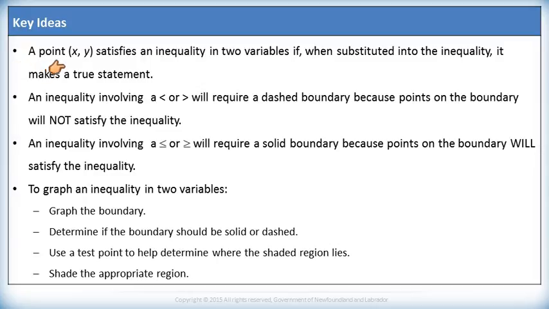In review, a point satisfies an inequality if it makes it true. Use a dashed boundary if there's no equal sign in your inequality, solid if there is an equal sign. And here are the steps. Graph the boundary, determine if it should be solid or dashed, use a test point, and shade the appropriate region.